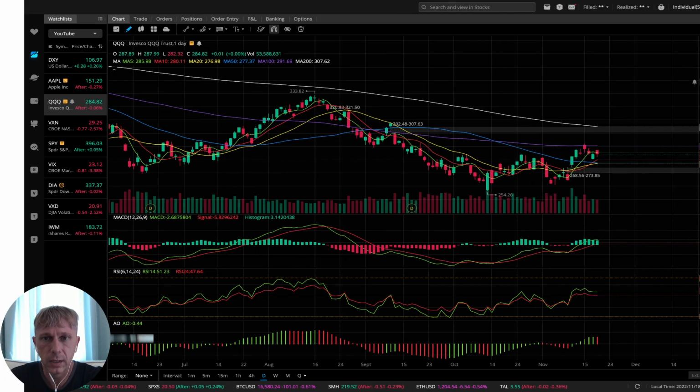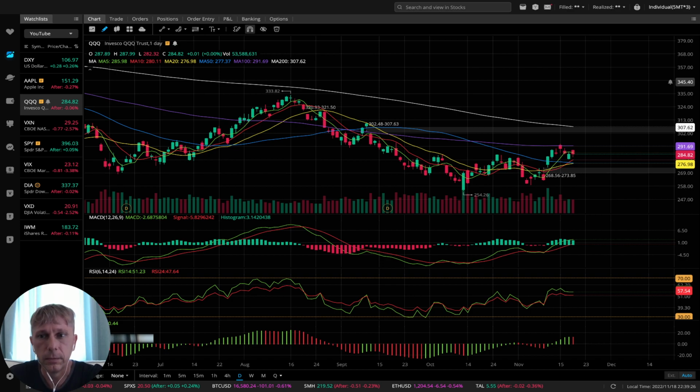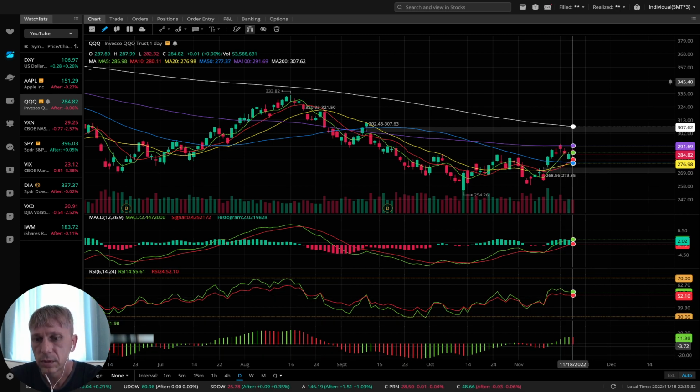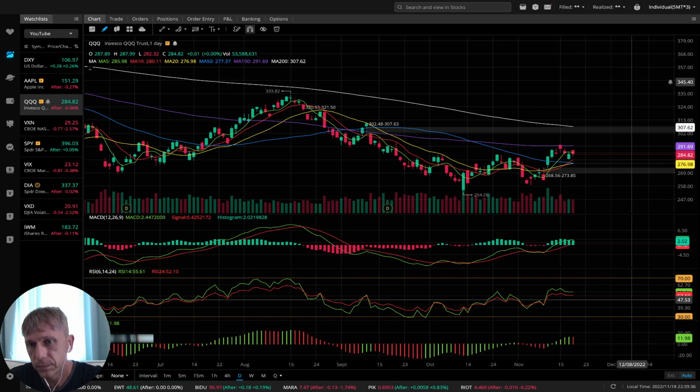Let's see QQQ daily. Still bullish. MACD is still bullish, RSI is still bullish. Also the oscillator already has a red bar. It wants to go bearish, right?